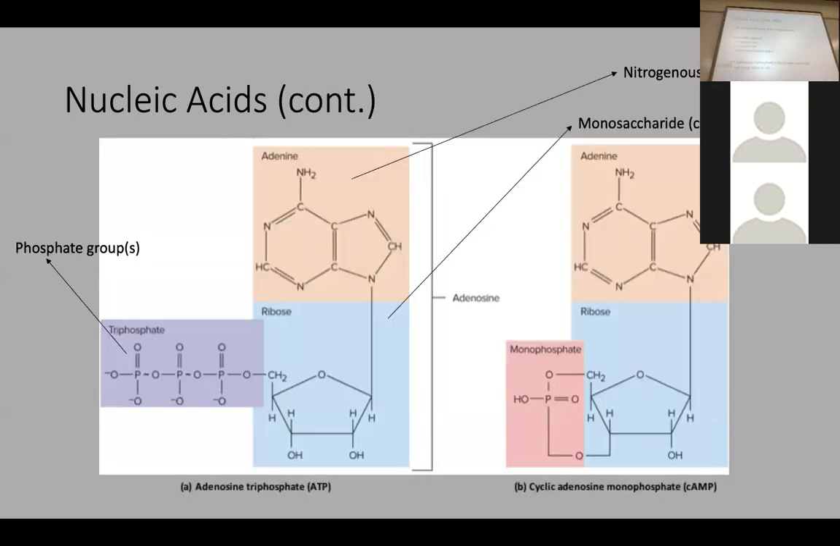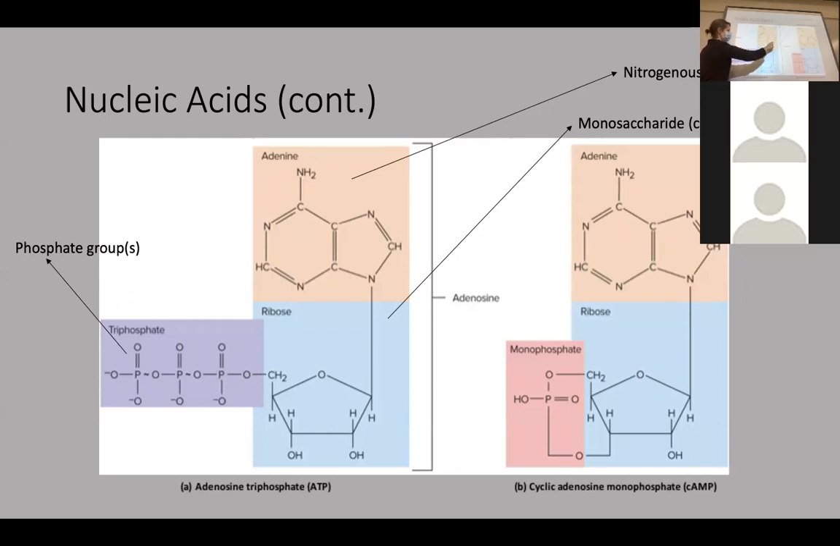Okay, so let's look at an image of these. Here's ATP, perfect. So ATP is, like I said, a nucleotide. We have three phosphate groups. The nitrogenous base is up here. You can see the nitrogens in there. You don't need to know the name of it.